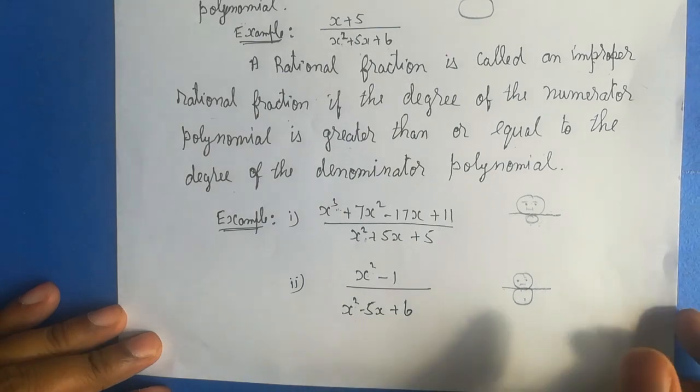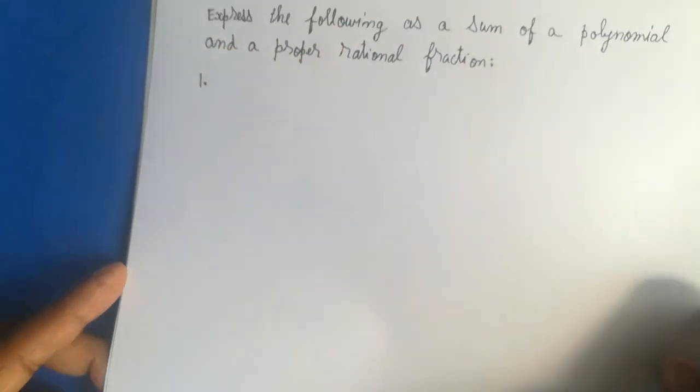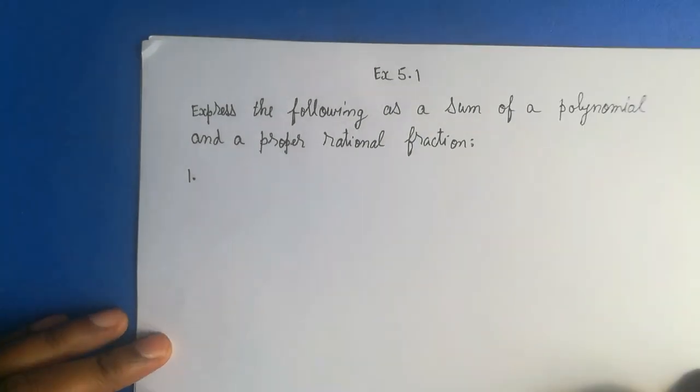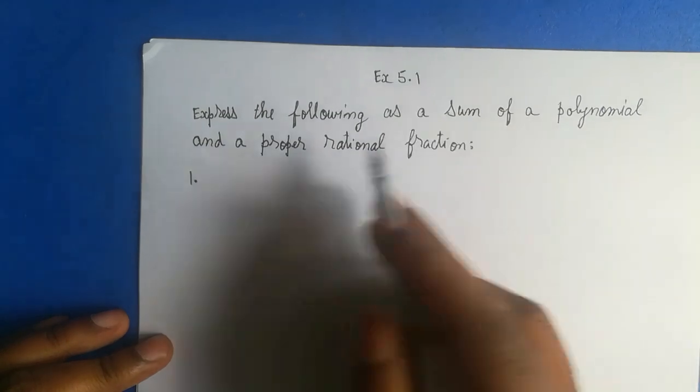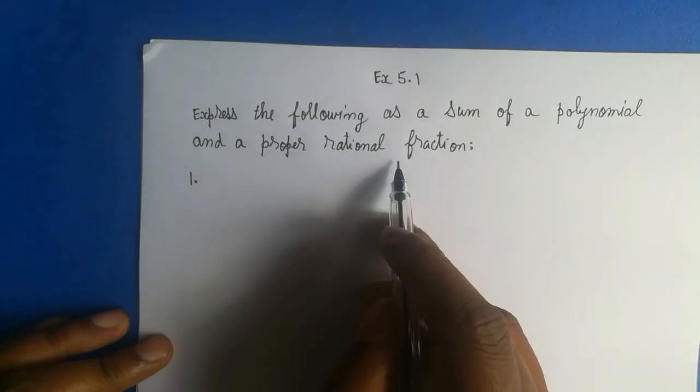Now let us solve the exercise problem. Exercise 5.1, express the following as a sum of a polynomial and a proper rational fraction.